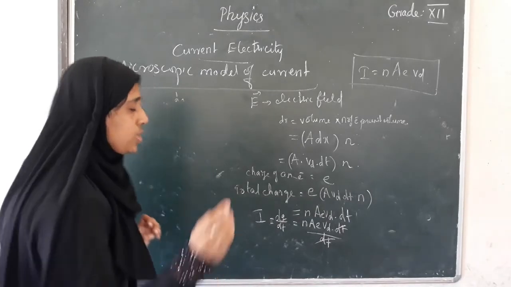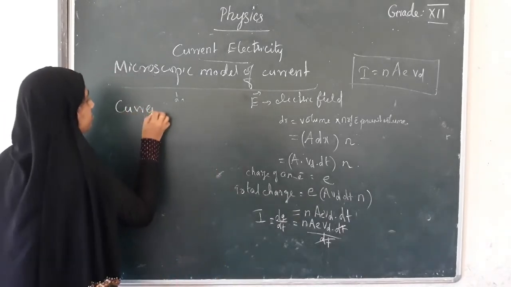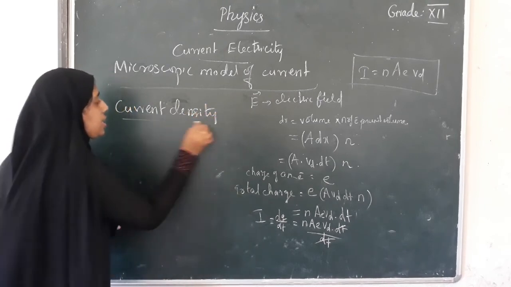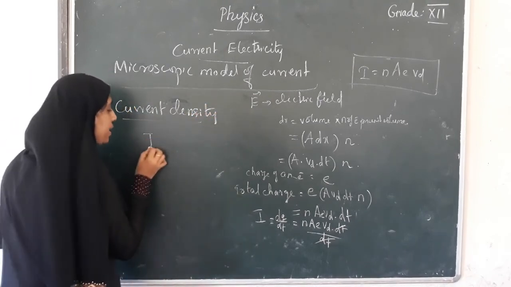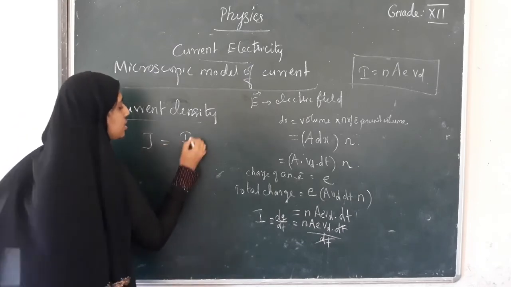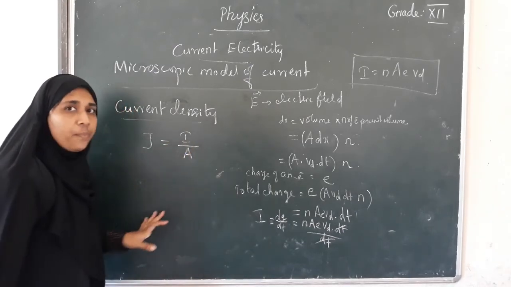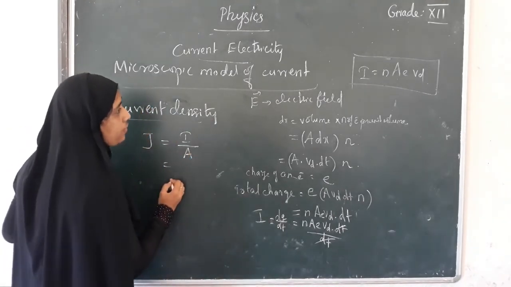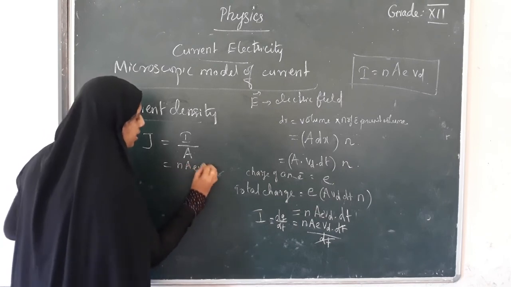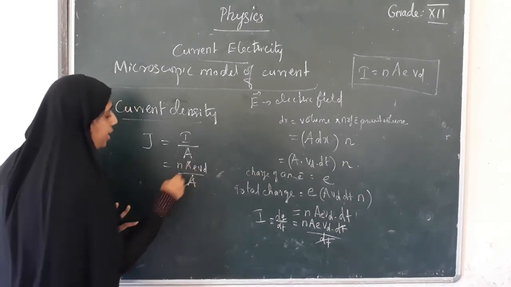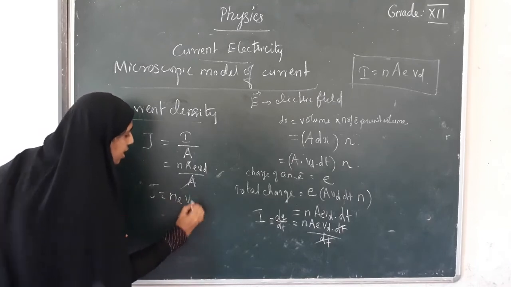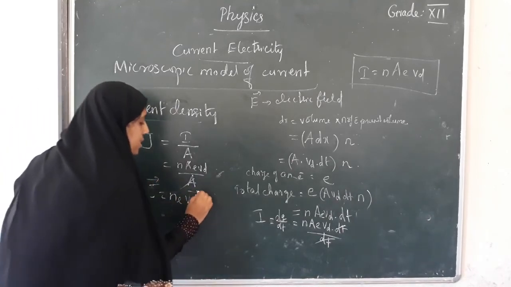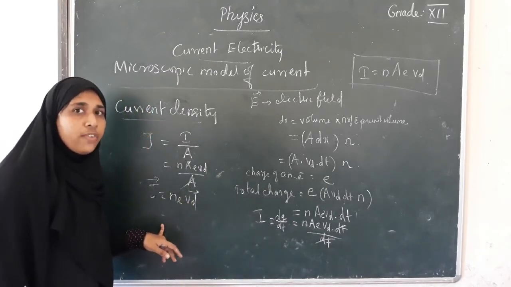Next, one more concept, current density. Current density is denoted by J, that is equal to current per area. So, what is current? n A e Vd. So, we can write n A e Vd by A. So, A gets cancelled, J is equal to n e Vd. Current density is a vector quantity.